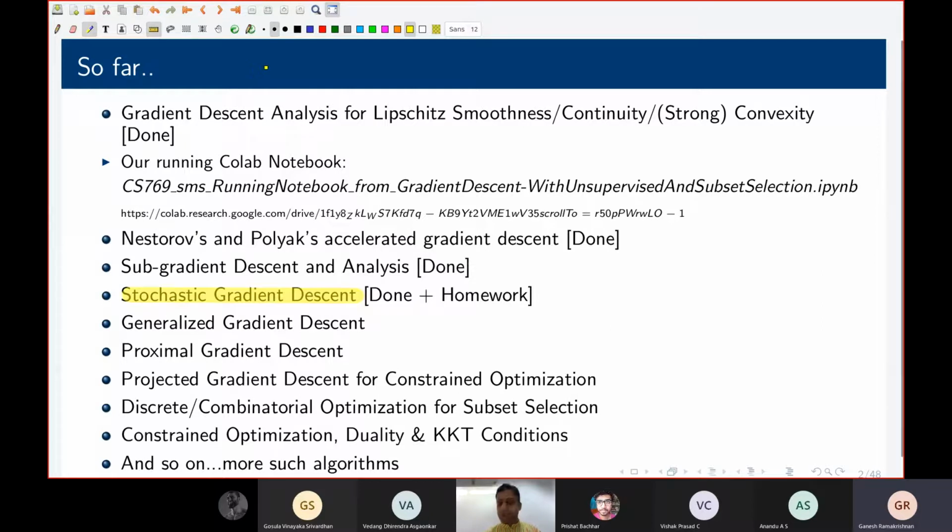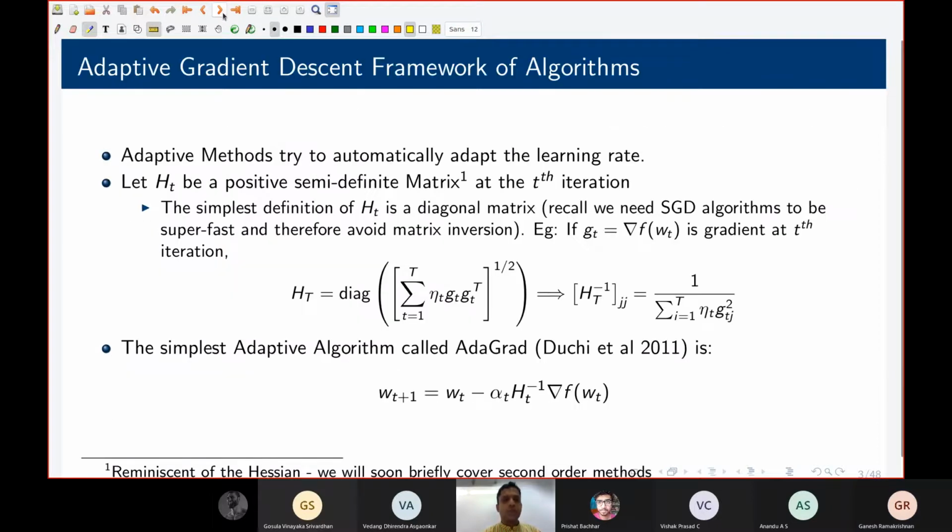As a homework, I had asked you to ponder over the general table that I had provided. Basically, we had talked about this general framework of algorithms called adaptive gradient descent. In the last class, I had motivated this entire discussion based on curvature. But today, based on a very nice blog at ruder.io, I'll take a slightly different perspective.